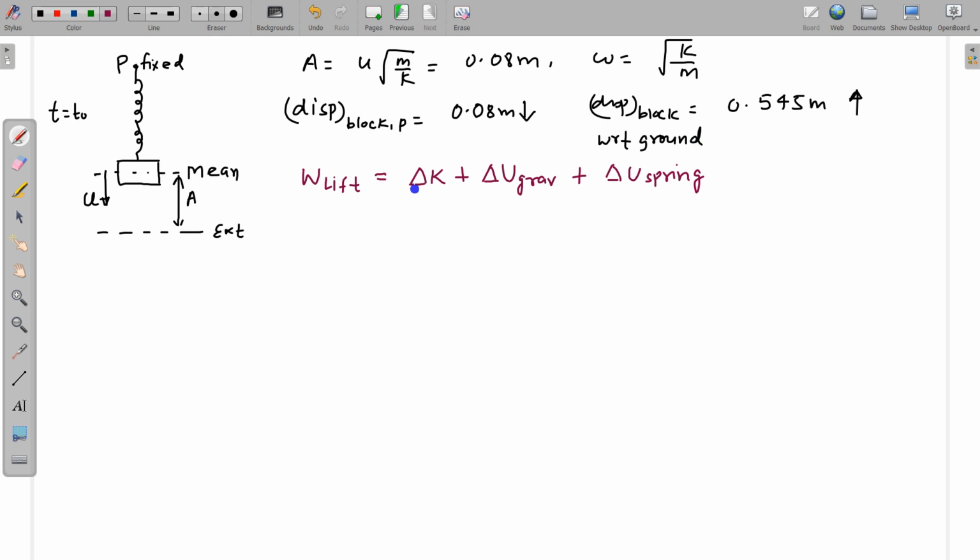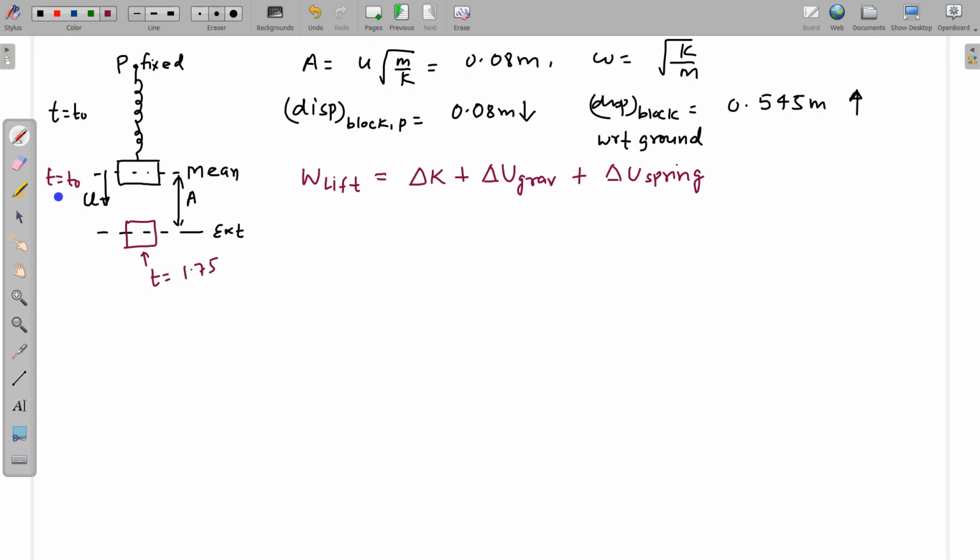For writing change in kinetic energy, I must know the velocity of block initially and finally. For writing delta U gravitational, the change in gravitational potential energy, I need to know the height raised by the block, and for writing change in spring potential energy, I just need the extension in the spring initially and finally. So what is the change in kinetic energy? Initially block was at rest obviously, and at t is equal to 1.75, the block is here. This is the location at t is equal to t naught, and this particular location will be at t is equal to 1.75.